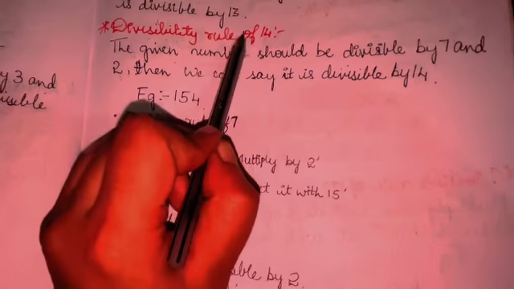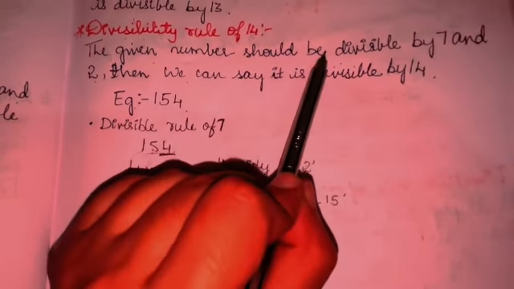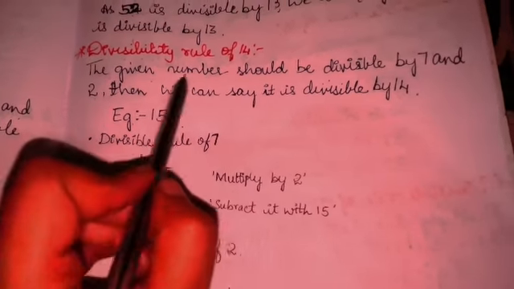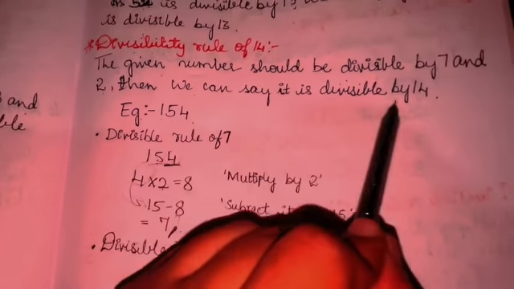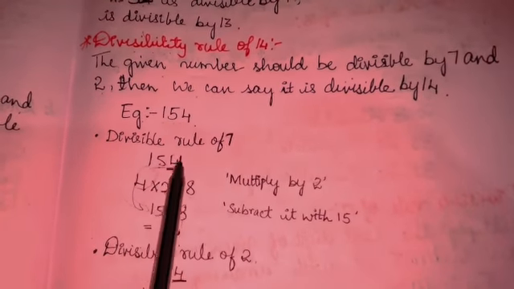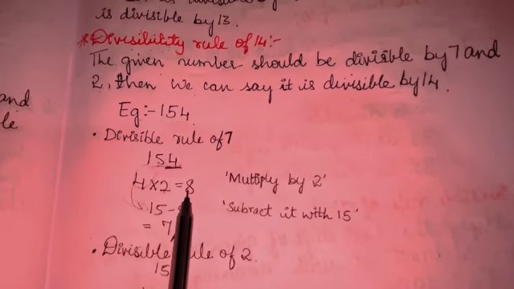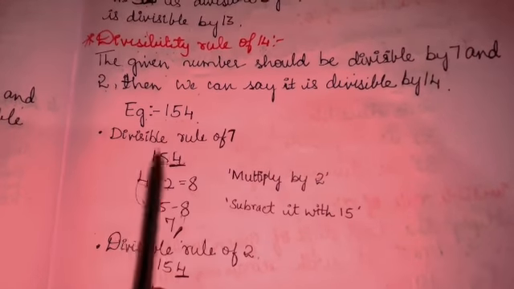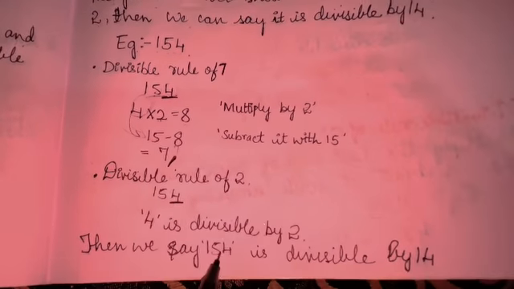Divisibility rule of 14. The given number should be divisible by 7 and 2. So we know the divisibility rule of 7. The last digit should first be multiplied by 2. Then whatever answer we get, we subtract it from the remaining starting digits. Divisibility rule of 2 is that the last digit should be an even number.